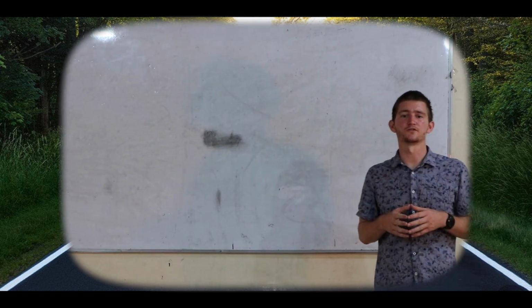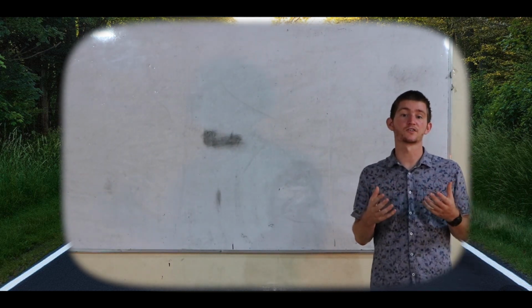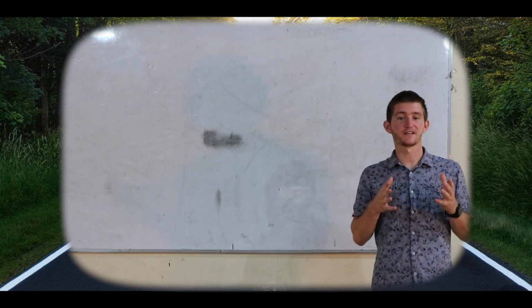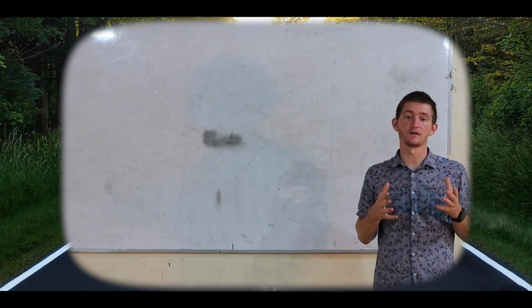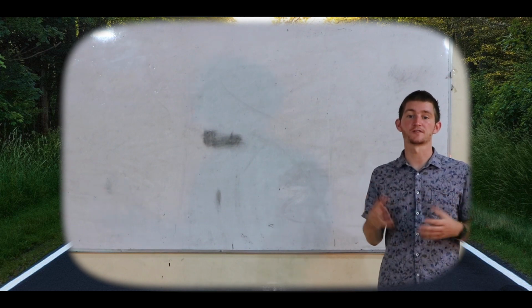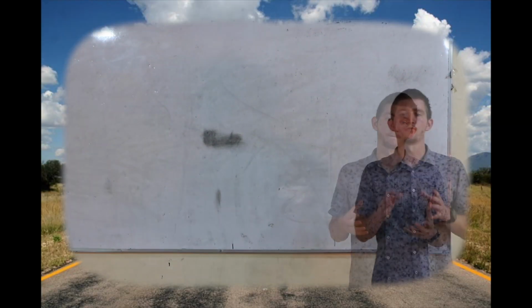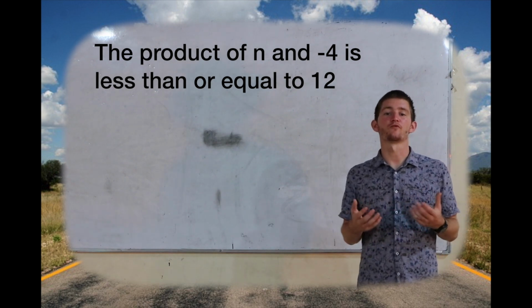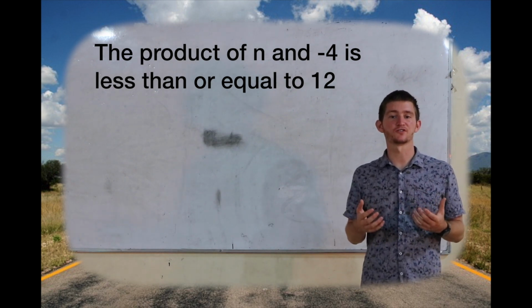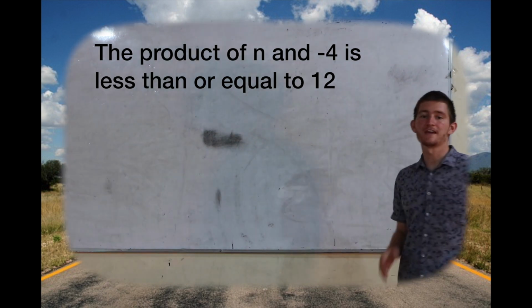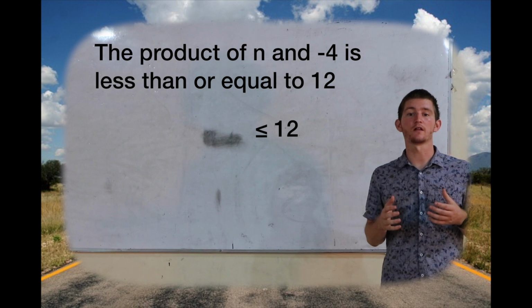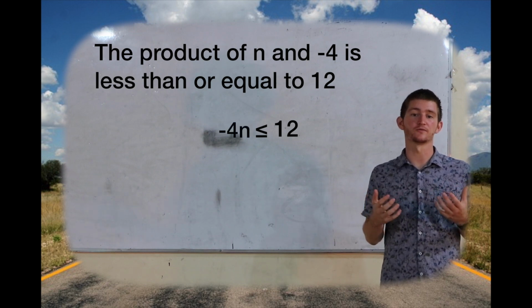Let's combine our skill of translating at the beginning with what we just learned to solve some more complex expressions. The police commissioner in the next town over has a transcript of the rules of the road for the two main streets. Let's start with street number 1. The product of n and negative 4 is less than or equal to 12. We know that on the right side we have 12, and we start with a sign of less than or equal to. And the product of n and negative 4 means negative 4 times n. So our inequality is negative 4n less than or equal to 12.